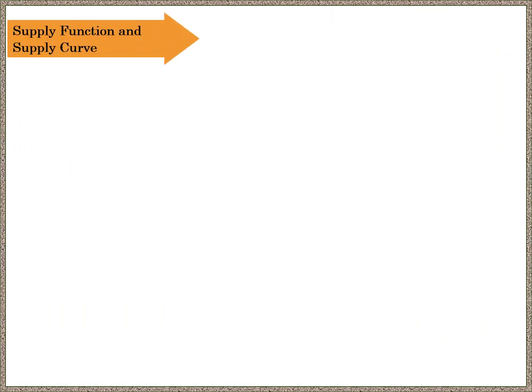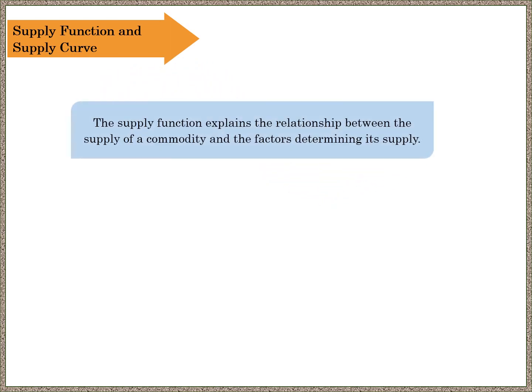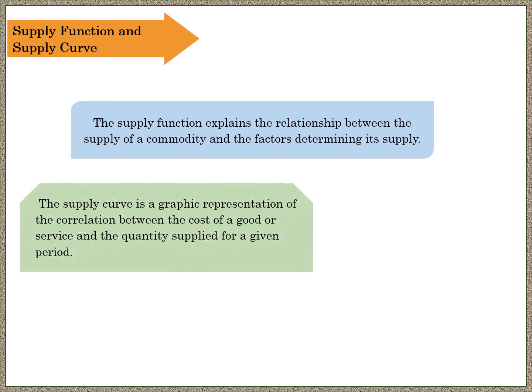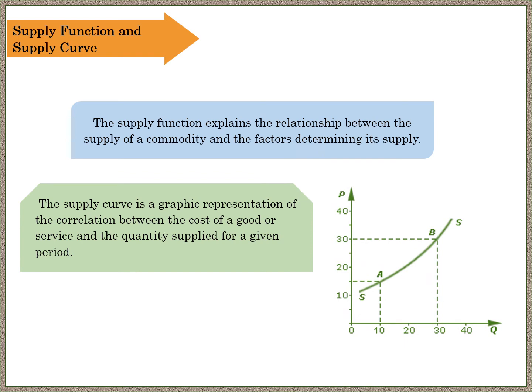Now let us understand what is supply function and supply curve. The supply function explains the relationship between the supply of a commodity and the factors determining its supply. On the other hand, the supply curve is a graphical representation of the correlation between the cost of a good or service and the quantity supplied for a given period.